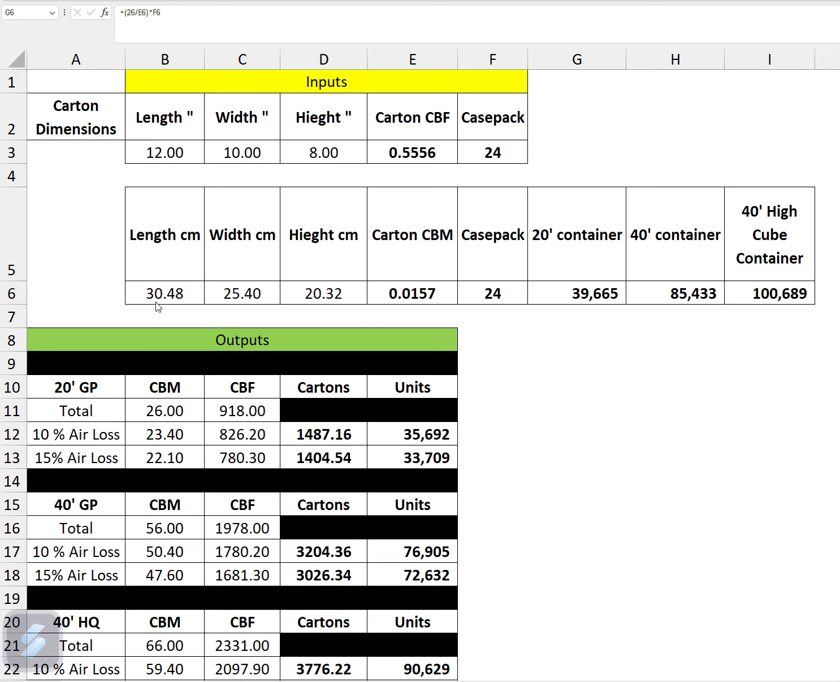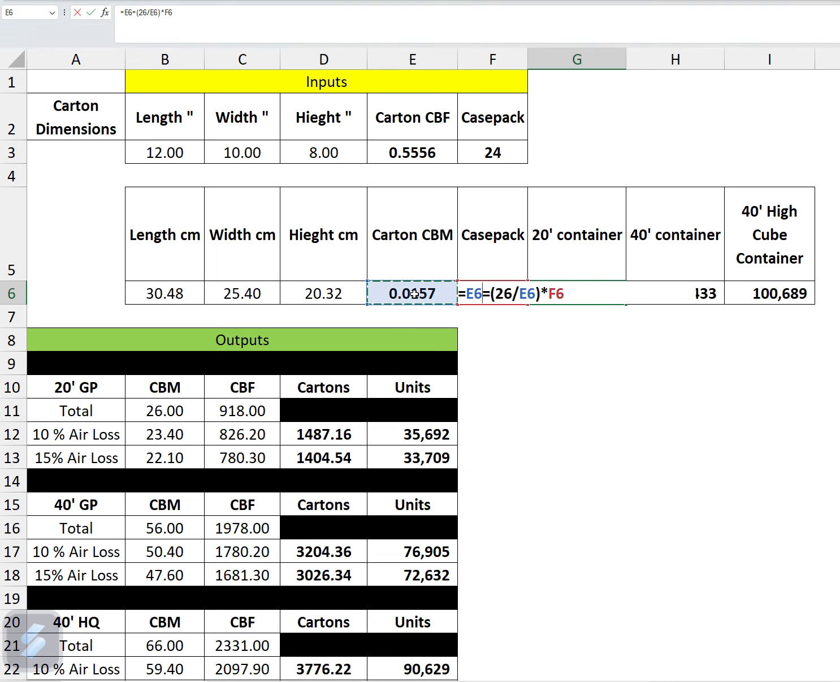So in this case, we need to know our carton size. I've made this up. The length of our carton is 30.48 centimeters, the width is 25.4 centimeters, and the height is 20.32 centimeters. All that actually is, is 12 inches by 10 inches by 8 inches. I put those in originally and just converted them to centimeters. Those are the size of our carton dimensions, and we're going to use these three numbers to figure out the size of our actual carton in cubic meters.